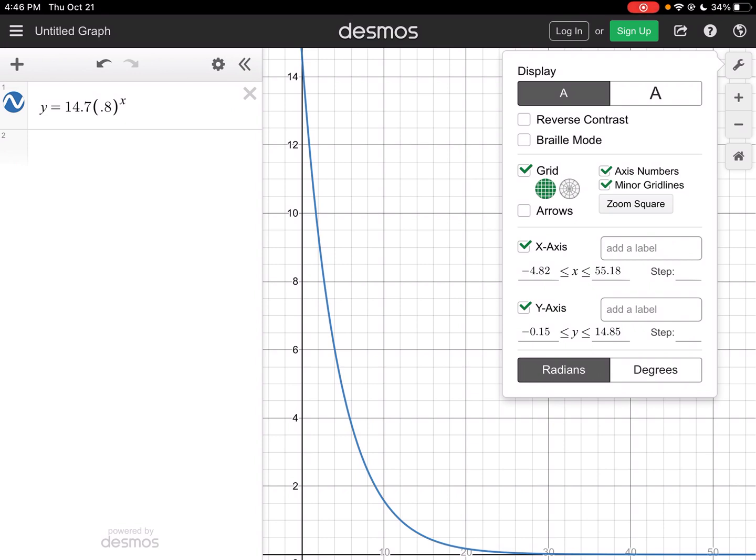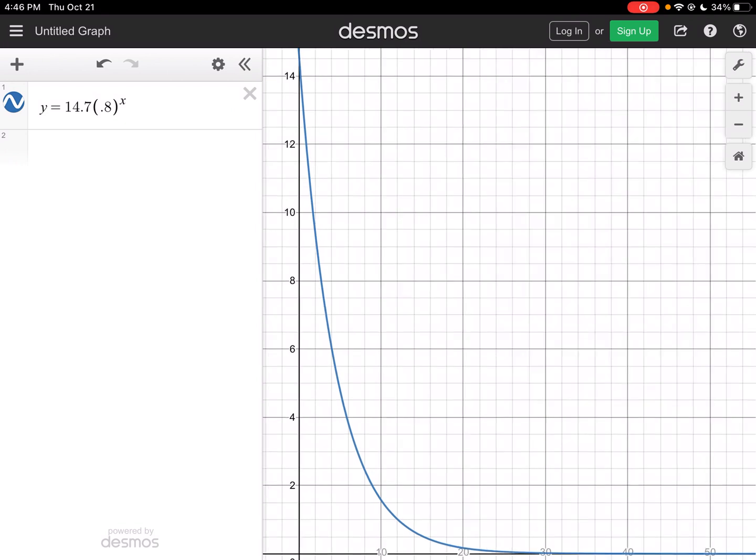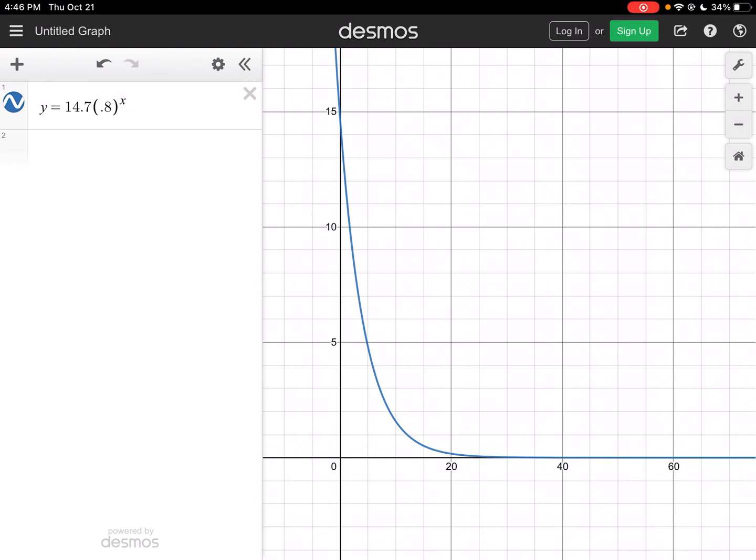Oh, we don't have projector mode here anymore. We used to have projector mode to make it thicker so you could see it. But then, there's your decay model. And you can see your y-intercept is going to be 14.7. And really we can't have a negative model here because we're talking about real-life scenarios. So it starts at 14.7 and goes down to 0.